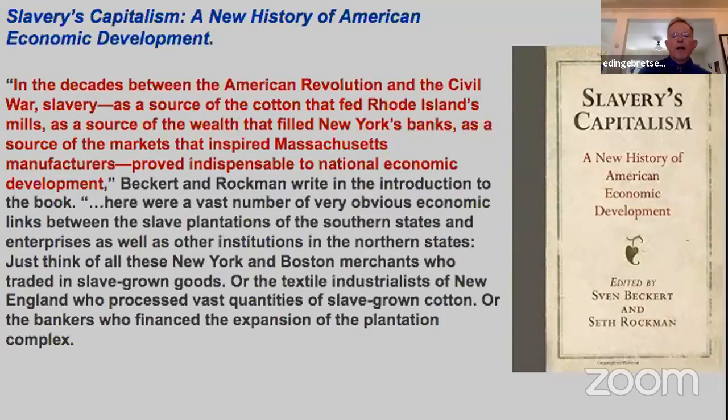In the decades between the American Revolution and the Civil War, slavery as a source of cotton that fed Rhode Island's mills, its liquor mills, its manufacturing mills, as a source of the wealth that filled New York's banks, as a source of the markets that inspired Massachusetts manufacturers, proved indispensable to national economic development. And I point out again that Jefferson mortgaged 150 of his enslaved persons, and by the way, he owned 600 over his life, with the help of a New York bank for the building of Monticello.